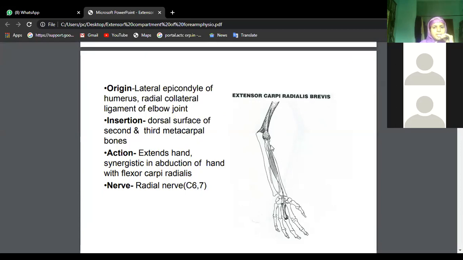Insertion is into the dorsal surface of the second and third metacarpal bones. These are metacarpals, isn't it? Action is extending the hand, synergistic with flexor carpi radialis. Nerve supply is the radial nerve.